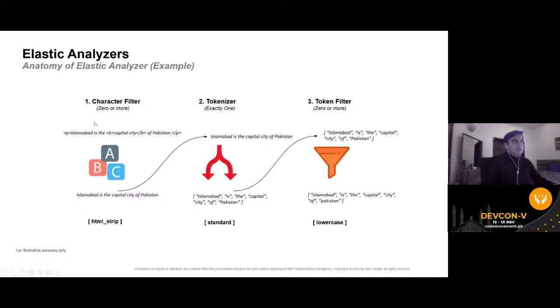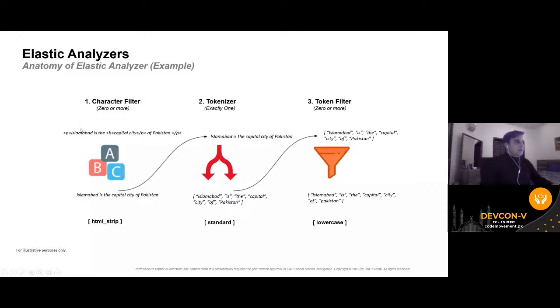Elastic by itself has many out-of-the-box character filters, tokenizers, and token filters available. You don't really have to create your own. In most cases, you just configure already existing character filters, token filters, and tokenizers, and you are good to go. In these examples, I'll be mentioning the appropriate character filter, tokenizer, and token filter at the bottom. In this example, I'll be using HTML_strip as the character filter, standard as the tokenizer, and lowercase as the token filter. So let's look at this example and see how this data would be stored if we pass it through this analyzer, which is shown on the screen.